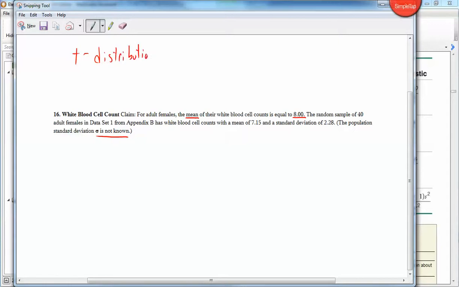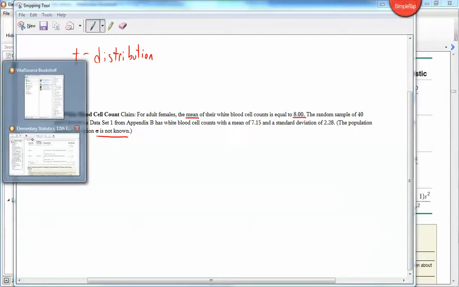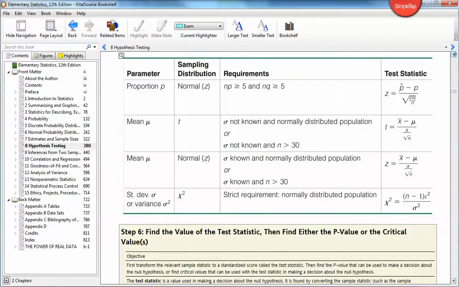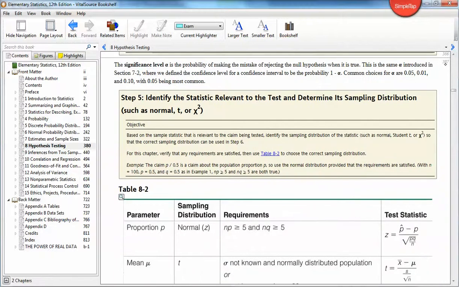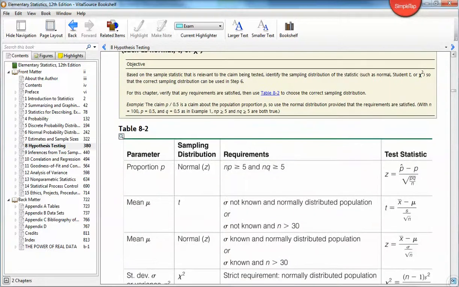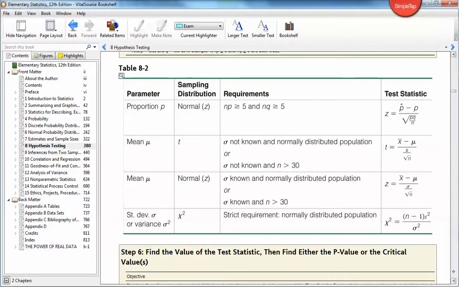What page is that table? In your ebook, that table is 387. Okay, so we do not know the population standard deviation, and we're talking about a mean, so it's a t distribution. So this is the test statistic that we use.